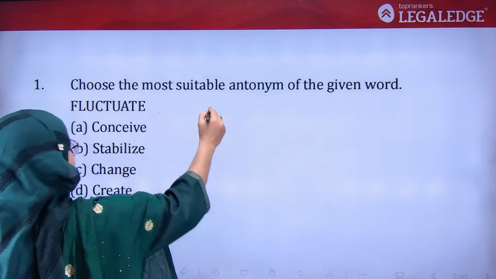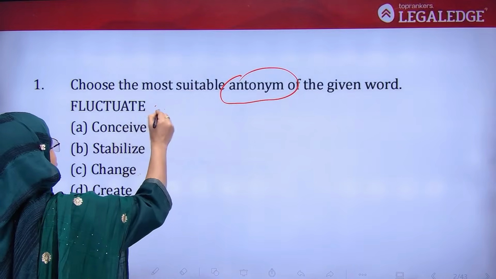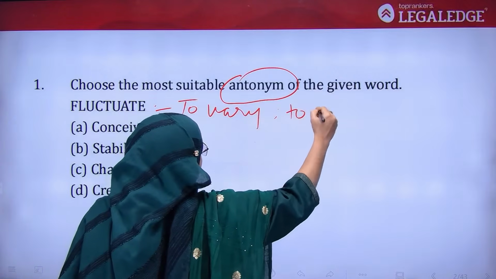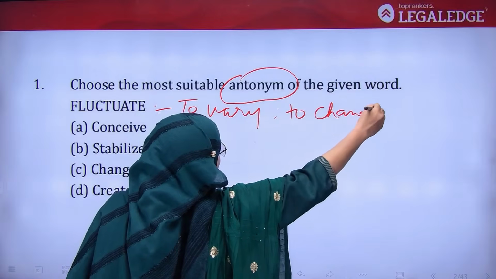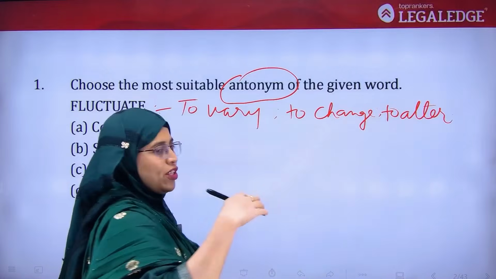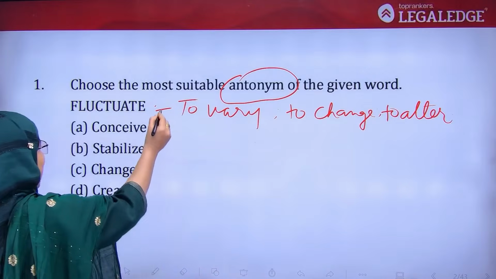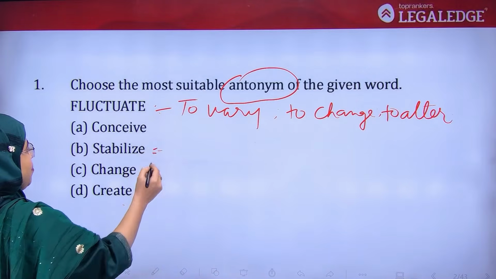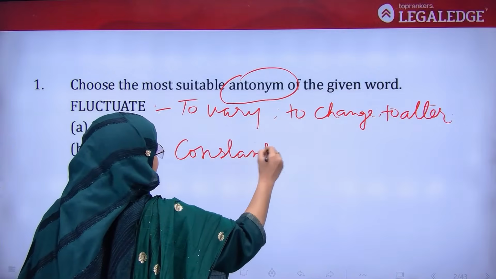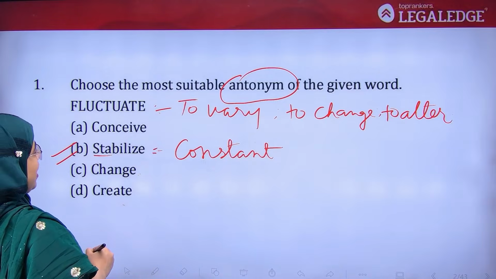This was the question around antonyms, that means opposite word. Fluctuate basically is to vary, to change, to alter. Power fluctuation, on and off, keep coming, going, or keep changing. So the correct antonym for this can be something which is stabilized or constant. Alright, so obviously B is the correct antonym.